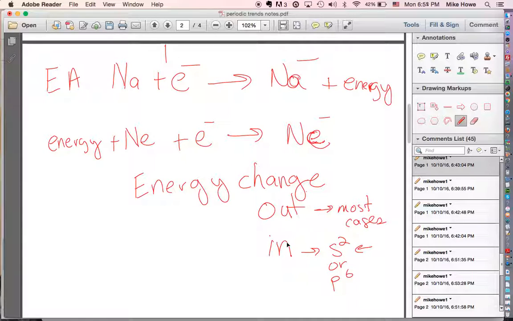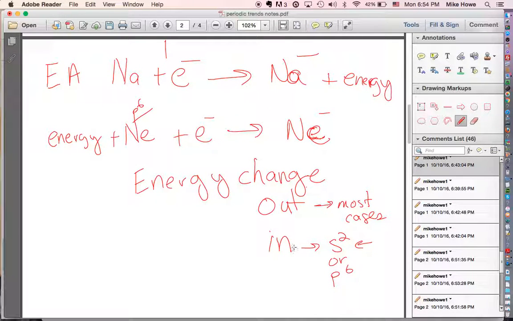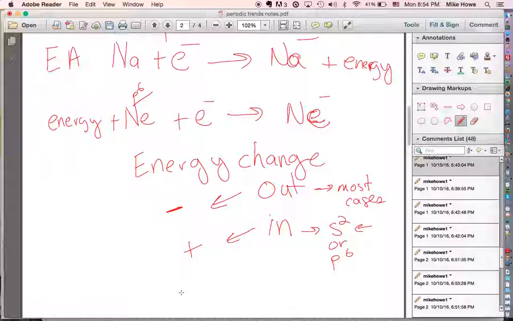All right, so those are your energy changes for electron affinity. Most of the time, energy is released, but if you have an s2 or p6, which is neon, by the way, it's p6 because it's in the last column on the periodic table. So if you have an element with an s2 or p6 sublevel, energy will be required. Energy out, we call a negative energy change. Energy in, we call a positive energy change. So a negative energy change means energy was lost. A positive energy change means energy was required and you had to put the energy into the process.